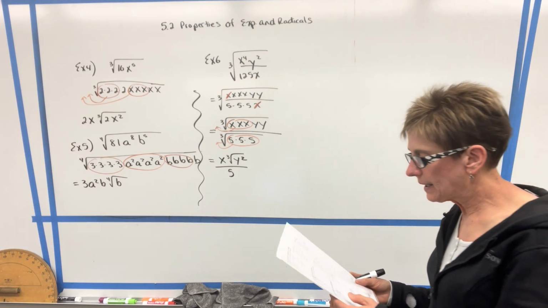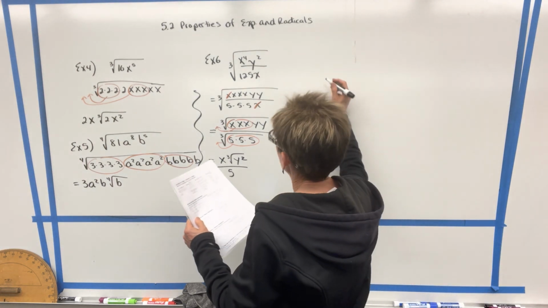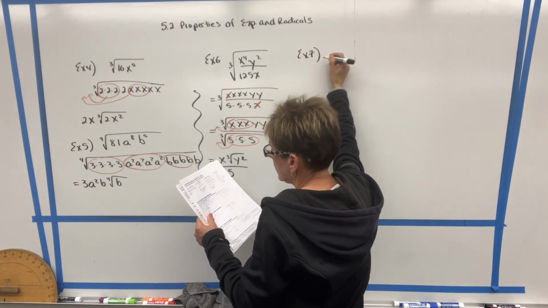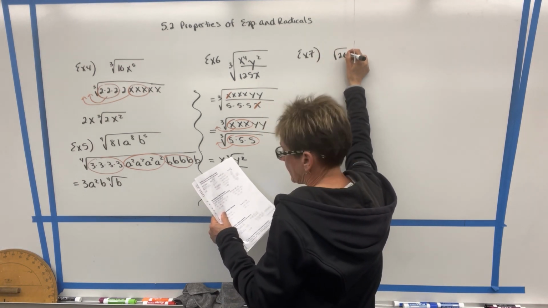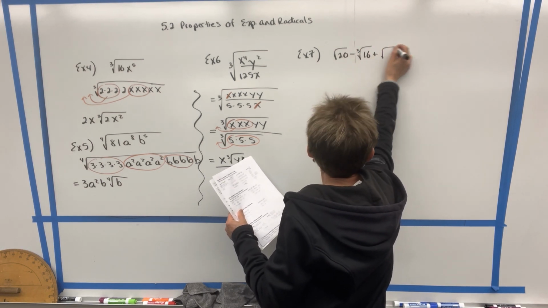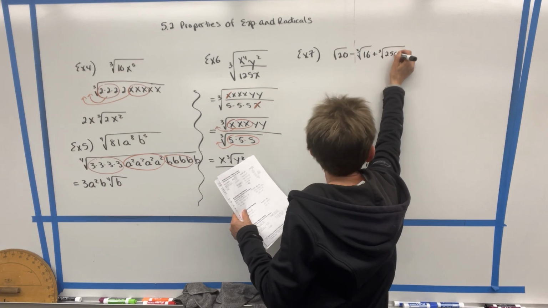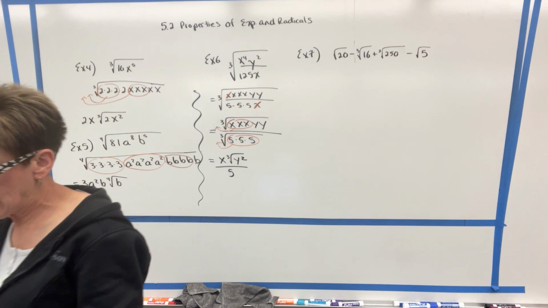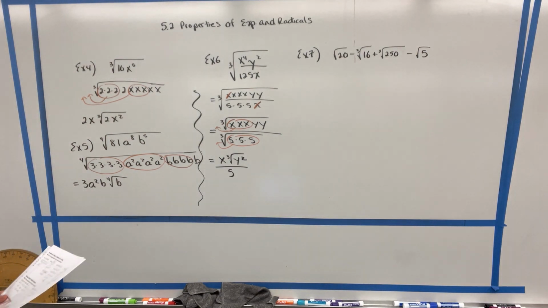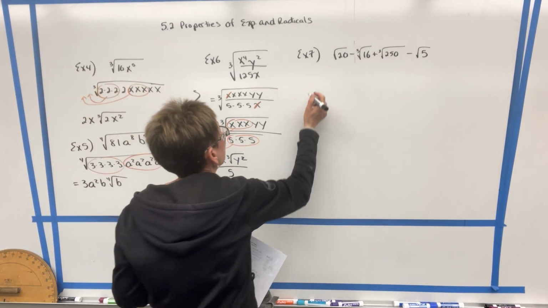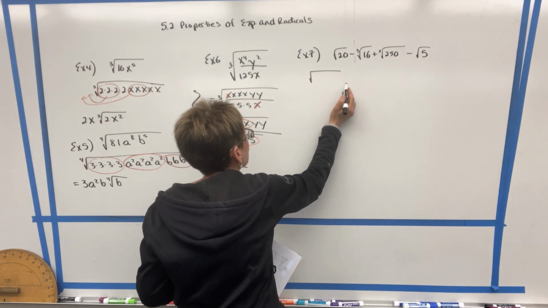So let's see, we need to find the reduced radical form of each expression. So let's have this be example number 7. If I have square root of 20 minus cube root of 16 plus cube root of 250 minus radical 5. Now, in order to add or subtract radicals, they have to have the same, what we call radicand. That means the number inside the radical needs to be the same. So let's factor all of these to figure out what's going on.